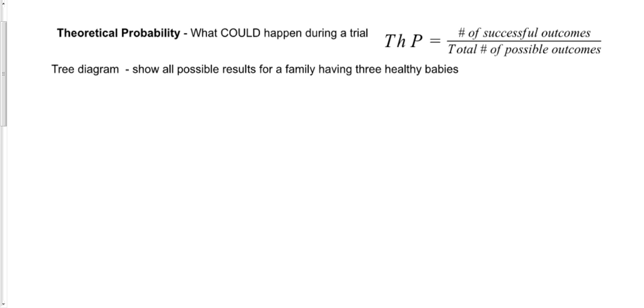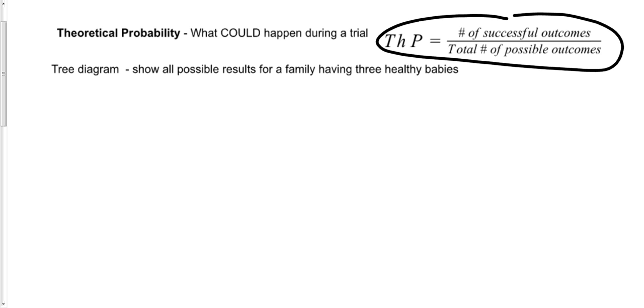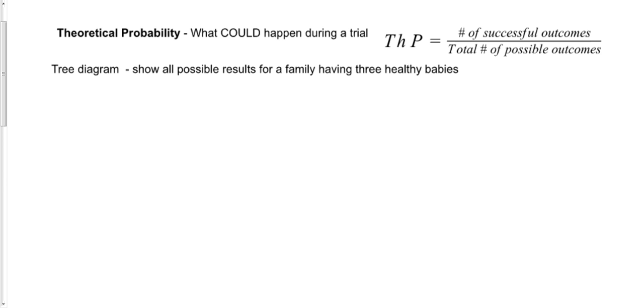Now we're going to look at theoretical probability, which is what could happen during a trial. Not what does happen, but rather what could happen. So theoretical probability is the number of successful outcomes divided by the total number of possible outcomes. So theoretical probability is what could happen. Experimental probability is what does actually happen.